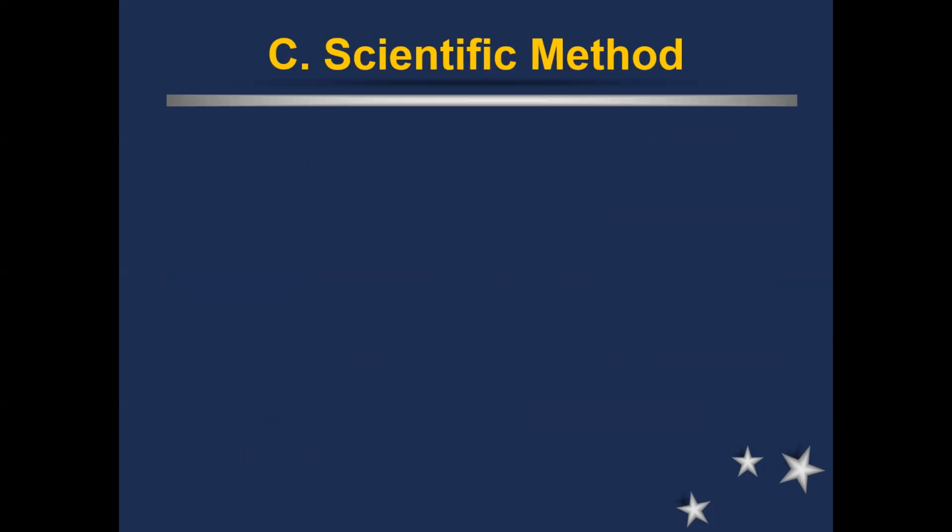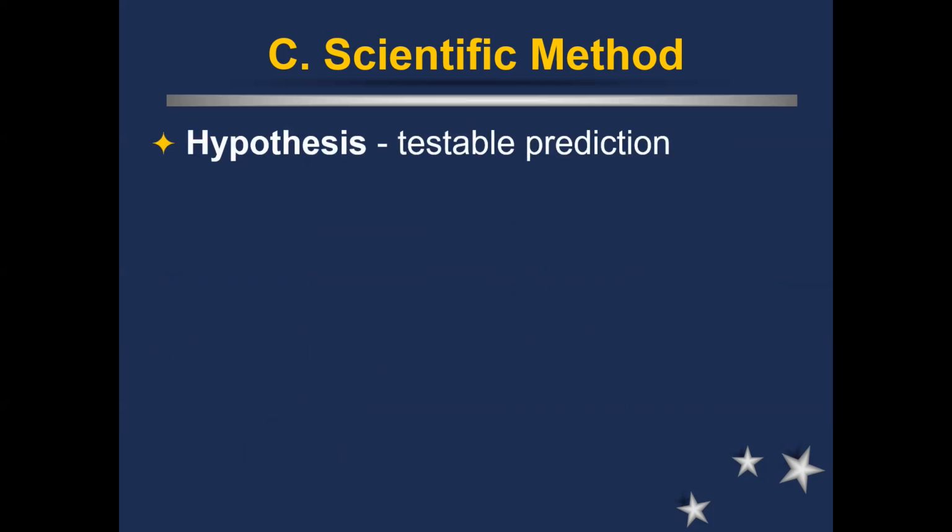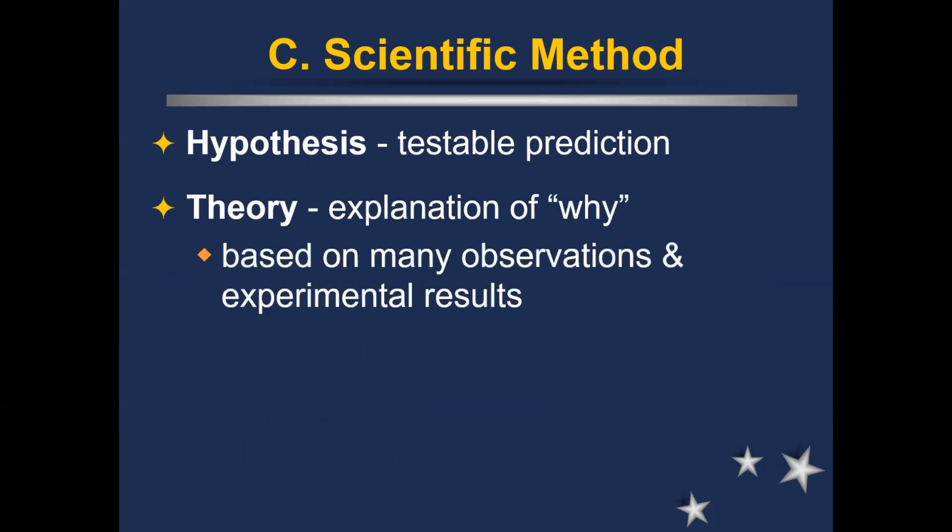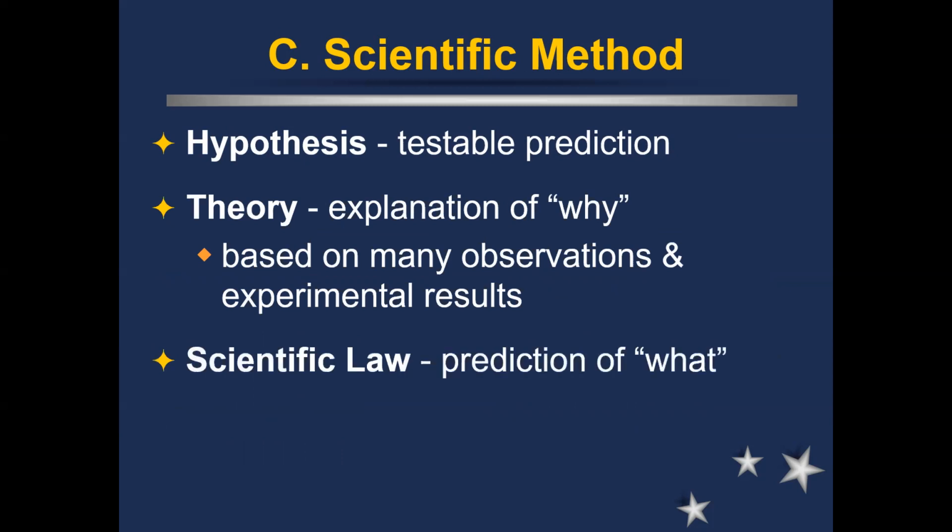And we talked about scientific methods. I used the plural, but your basic scientific method starts with a hypothesis, which is a testable prediction. And theories are explanations as to why phenomena happen. Theories are based on many observations and experimental results. It's repeatable.